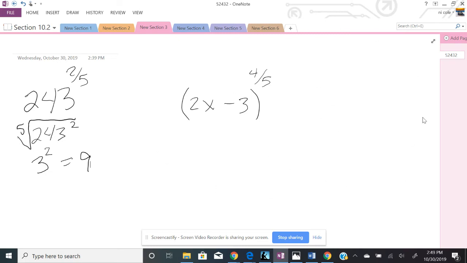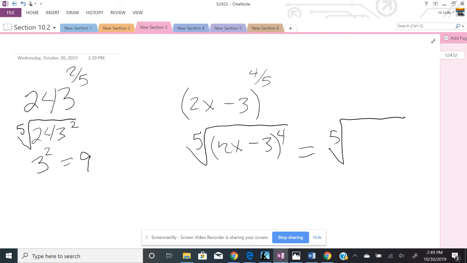And here you might get something like this. You just have to rewrite it. So you've got the 5th root, parentheses 2x minus 3, to the power of 4. All right? You can also write it as the 5th root of 2x minus 3, all to the power of 4. Okay, they're one and the same. I didn't check with Math Excel, but they should be the same. This was the only way I tried it with Math Excel.